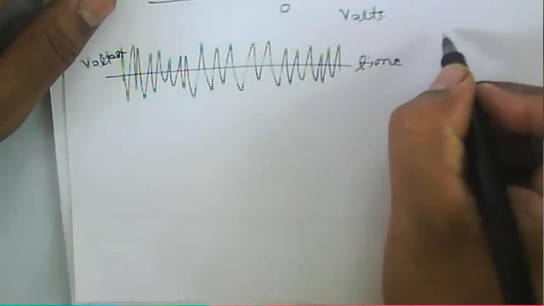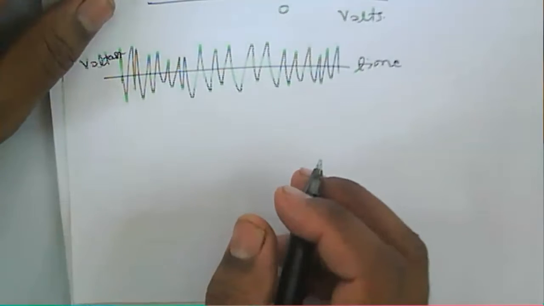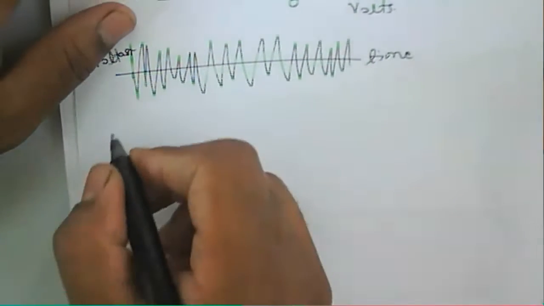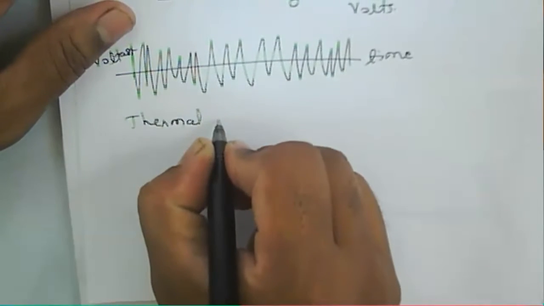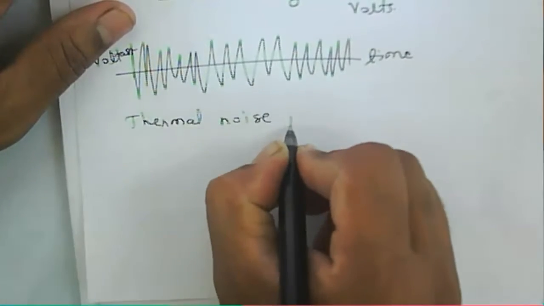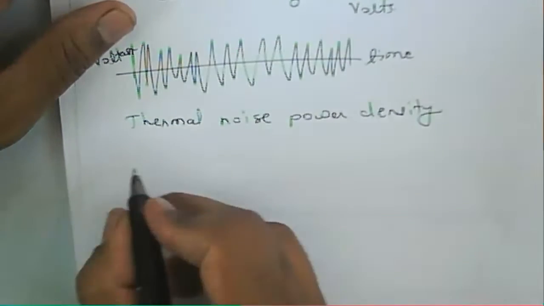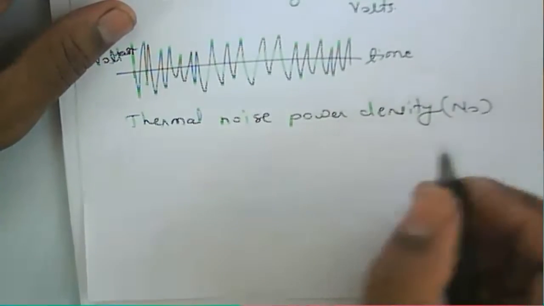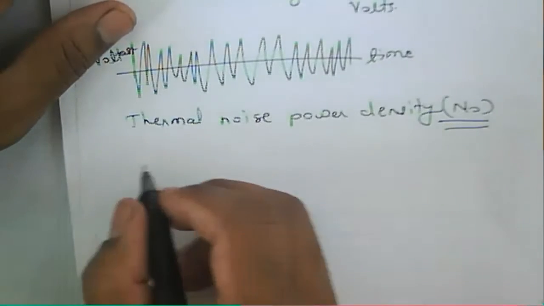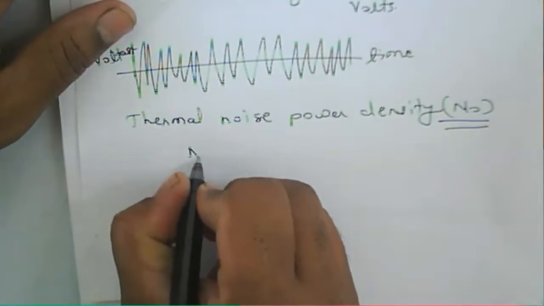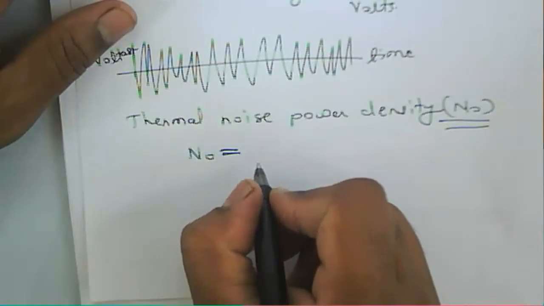So we can say that that particular noise is nothing but additive white Gaussian noise, and that will change linearly. So we should find out what the thermal noise power density will be, and this thermal noise power density is a function of temperature. So we can say the noise power density, that is N0, is a function of temperature.